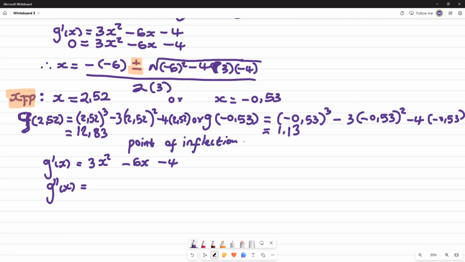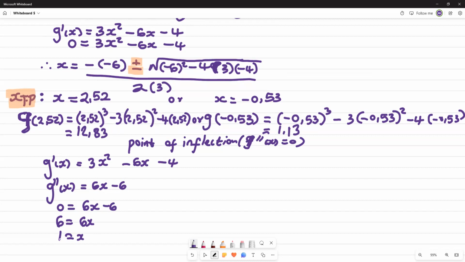For the point of inflection, we know that the second derivative of g of x must be equal to 0. The second derivative will be 6x minus 6. Then 0 equals 6x minus 6. I move the 6 to that side, then I have 6x remaining. I divide both sides by 6, I get 1 there. Here I get x. So this is the x value of the point of inflection.